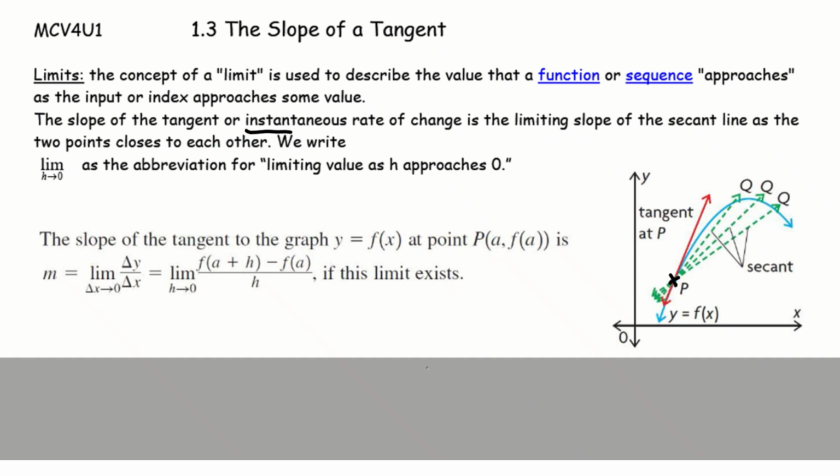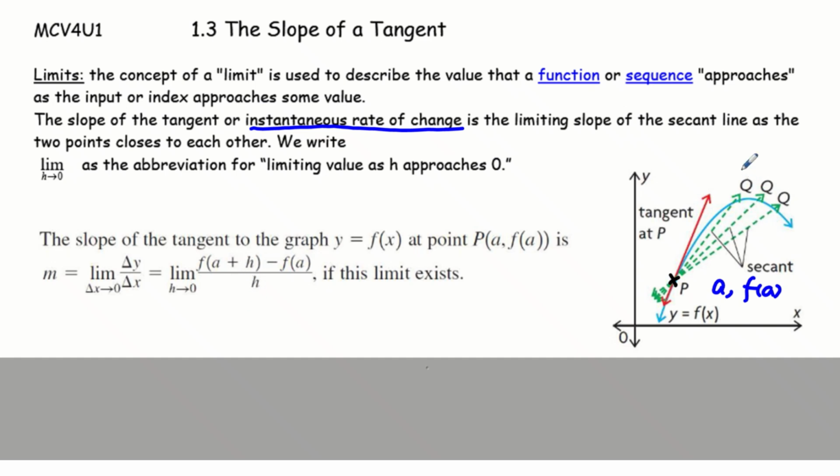We also call it the instantaneous rate of change for the slope of the tangent. They are the same. And the limiting symbol is lim, h approaches 0. That is a limiting value as h approaches 0. So the slope of the tangent to the graph y equals f of x at point A: if the x value is a, then for the output, just plug in the a value, and we have f of a. This is the x and y value at point P. The slope is rise over run.